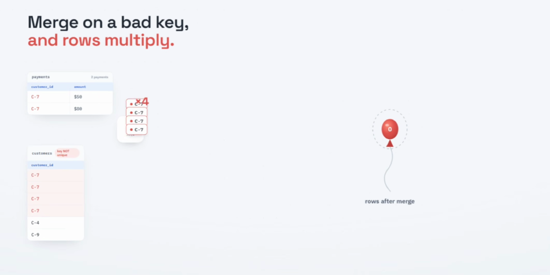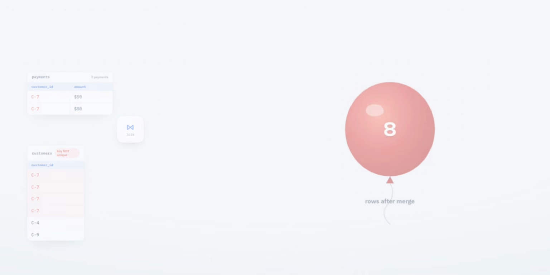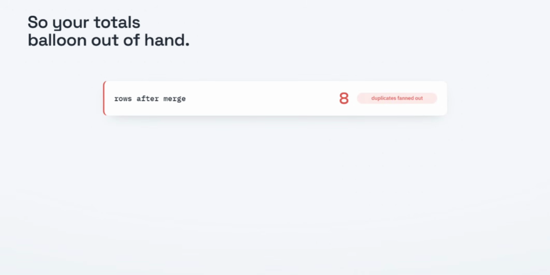Now, why does this matter? Watch a merge on a bad key. Customer C7 is duplicated 4 times. So, 2 payments spawn into 8 rows. Every total silently balloons. 8 rows, but only 2 real payments. So, fix the grain before you merge.